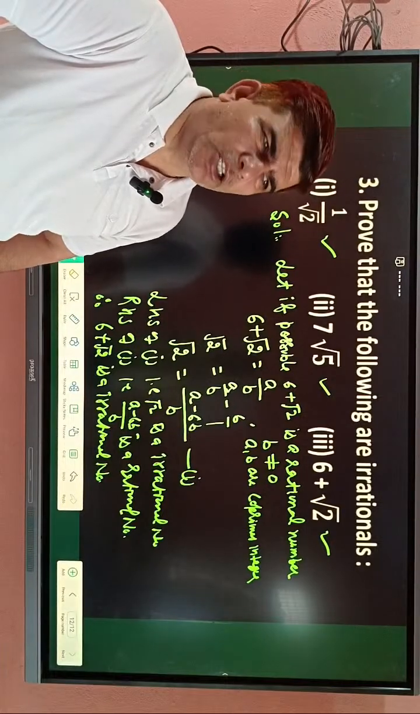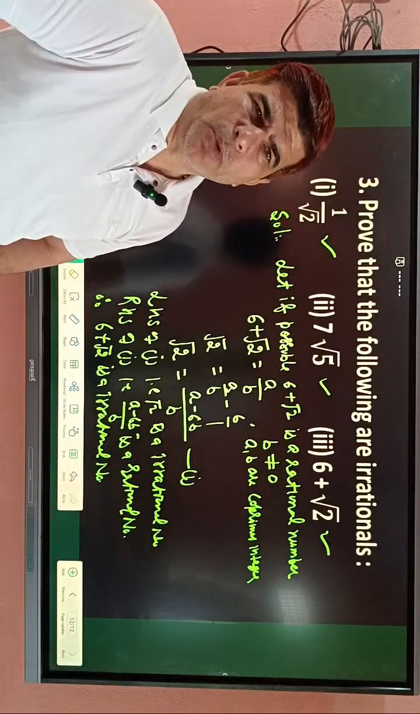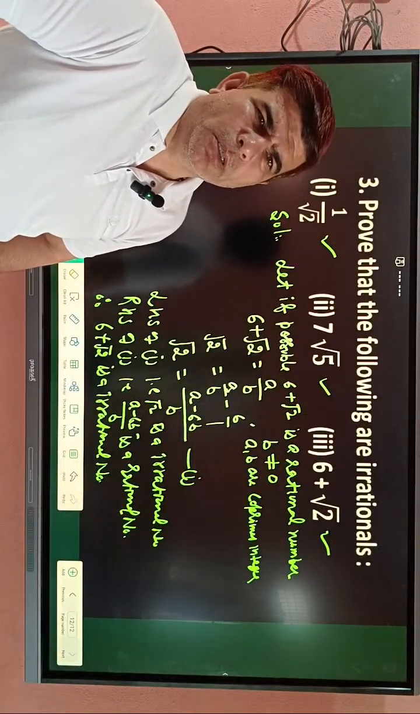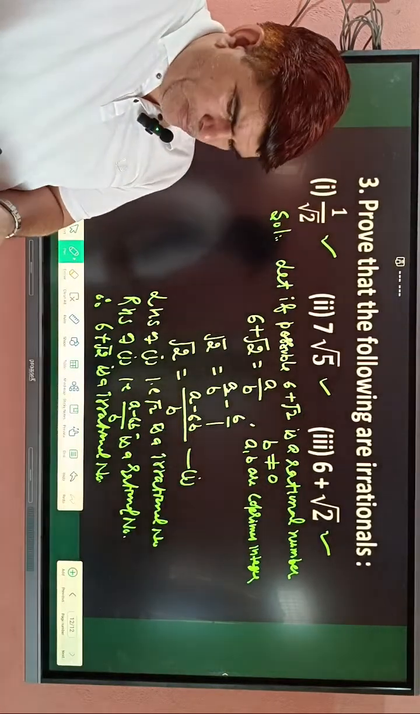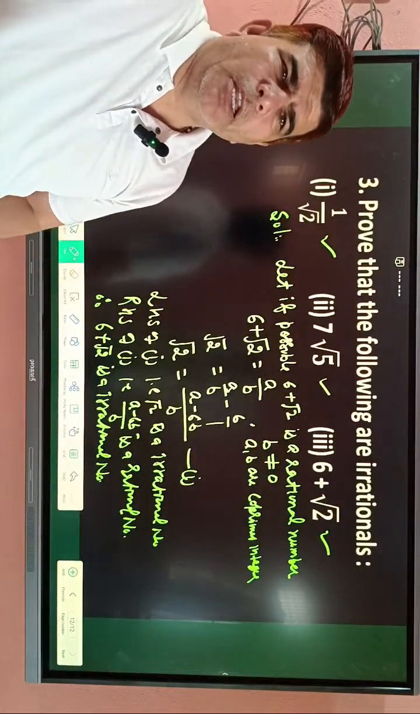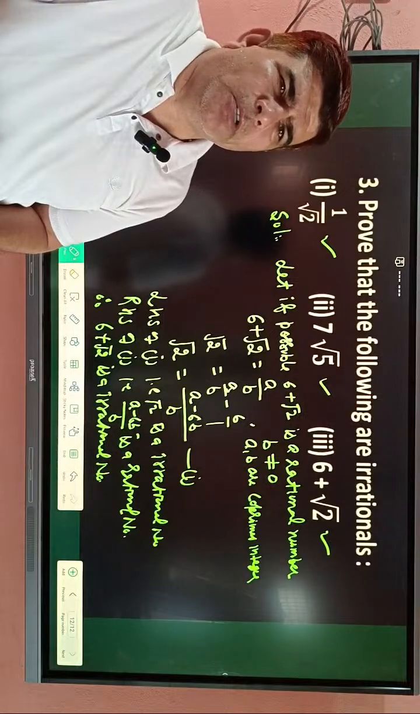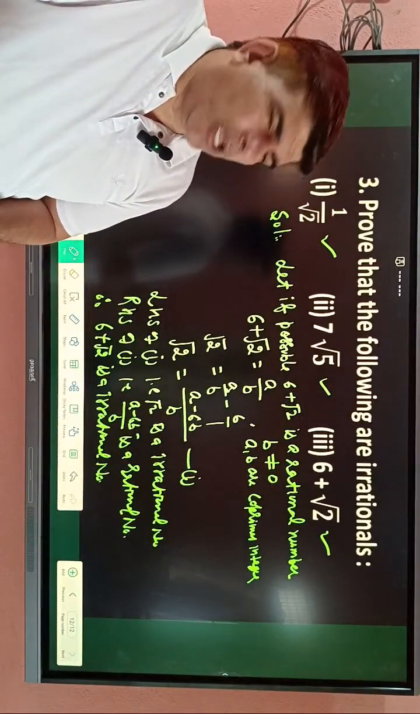Revise all definitions: rational, irrational, natural number, whole number, integer, prime number, odd number, even number, composite number. Then if you also have any problem, you can discuss with me in any form. Tomorrow we can start the next chapter, chapter number 2. First we will do the basics of that chapter. So thank you all of you.